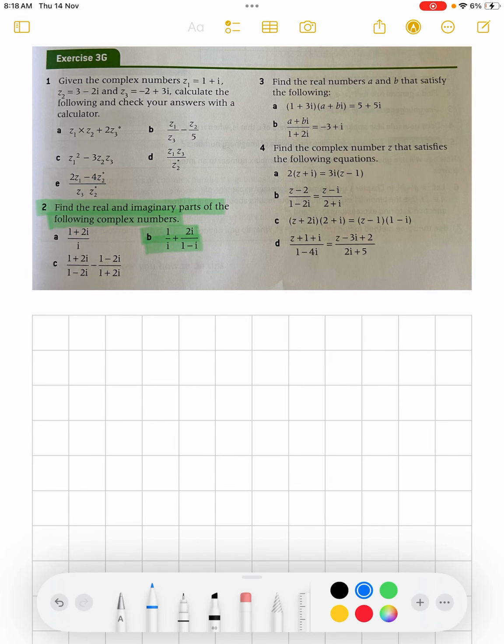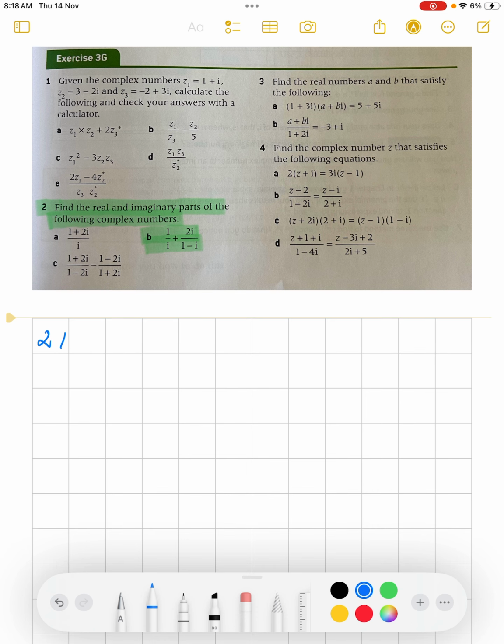Well, thank you for joining me on exercise 3G. I'm going to be looking at question 2, part B. Find the real and imaginary parts of the following complex number, and it is 1 on i plus 2i on 1 minus i.